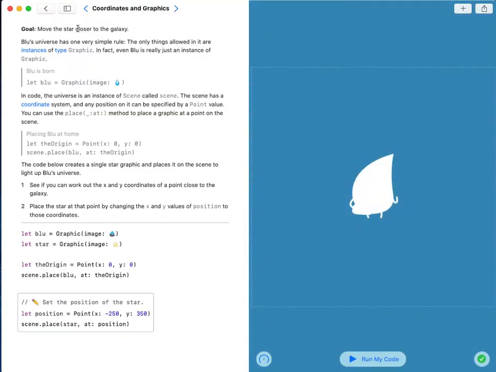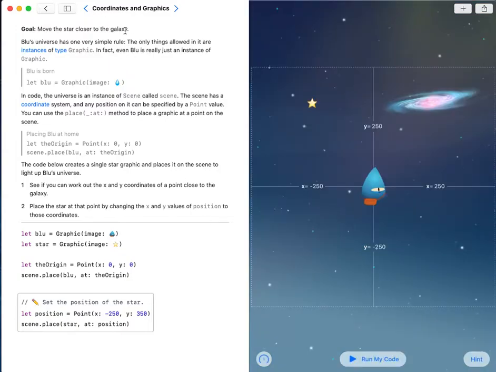So our goal is to move the star closer to the galaxy. First, I need to run my code because I need to know where the galaxy is. So the galaxy is somewhere about the y-axis is about maybe 300, and the x-axis is about... wait. The y-axis is about 300 and the x-axis is about 250. So now the star is located over here.